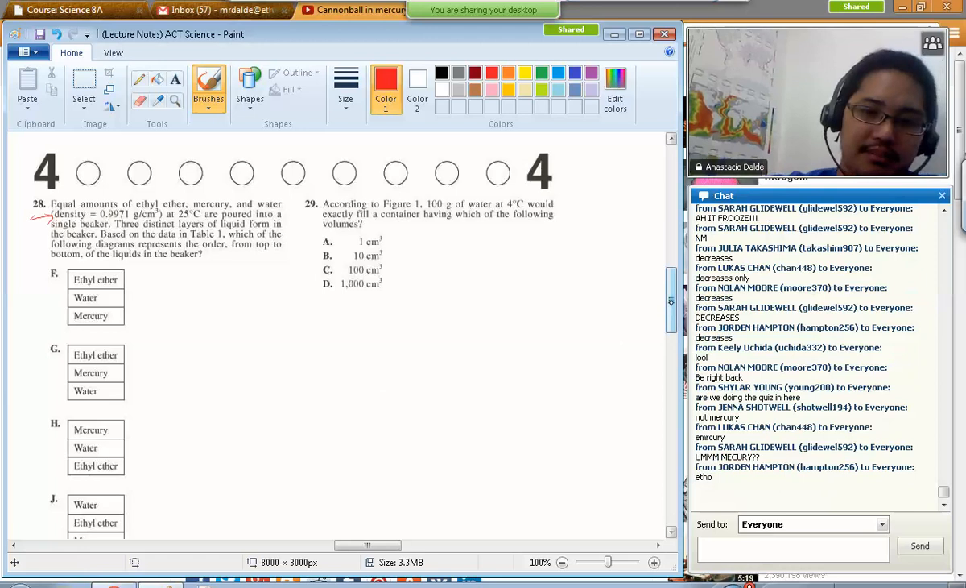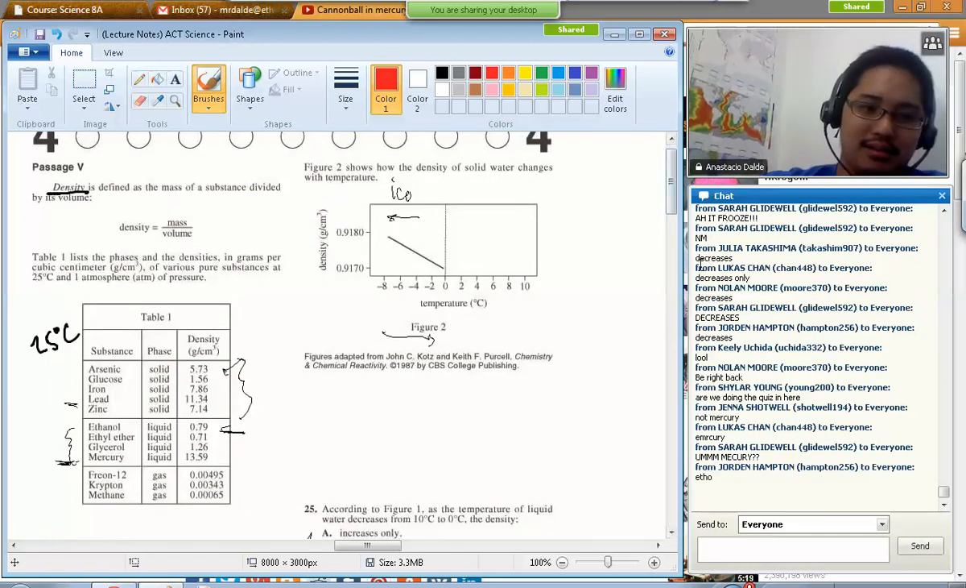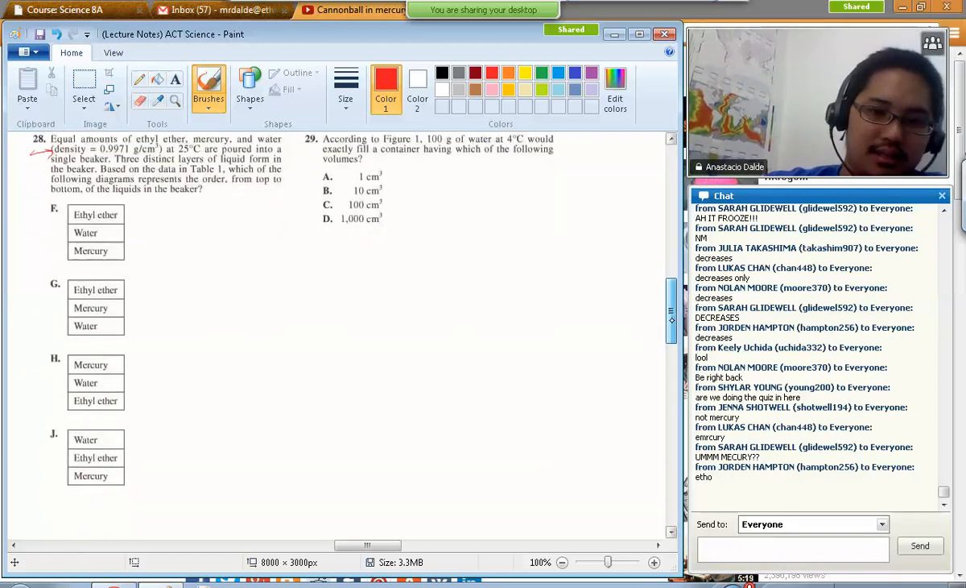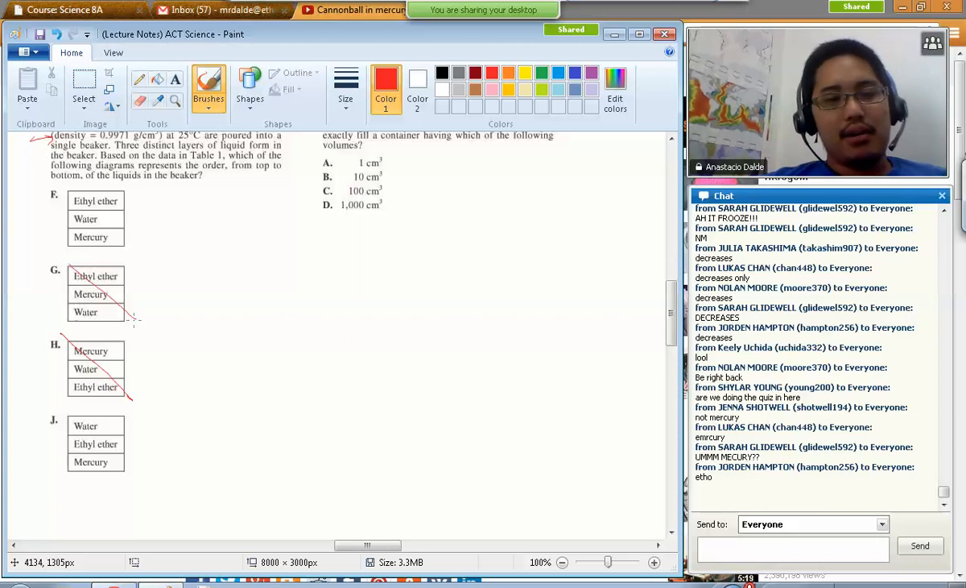Mercury will sink to the bottom. Why? Because it is the densest. We talked about it. Okay, good. So mercury will sink. So that kills these two guys, because you're going to have mercury at the bottom of this thing.